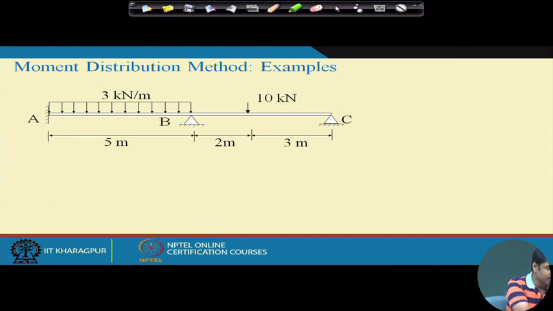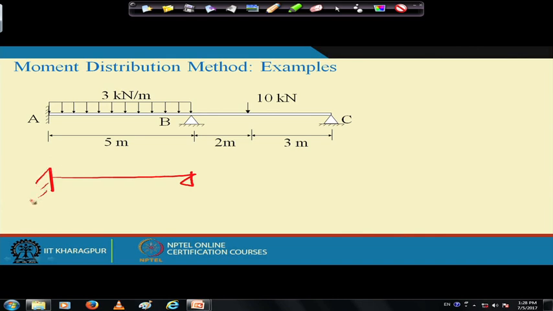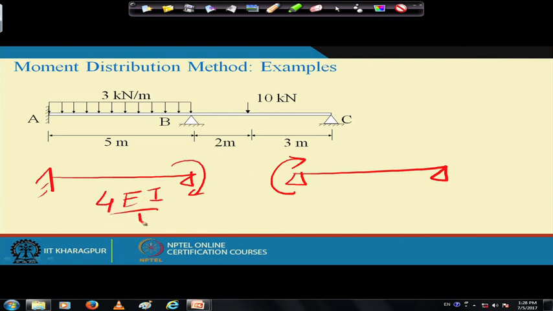the stiffnesses for these members. Now if you remember, the stiffness for this member is an idealization of a moment applied at a fixed support, and this member is an idealization of a hinge support with a moment applied here. For this we know the stiffness is 4EI by L, and for this we know the stiffness is 3EI by L. Okay. Now for joint B.